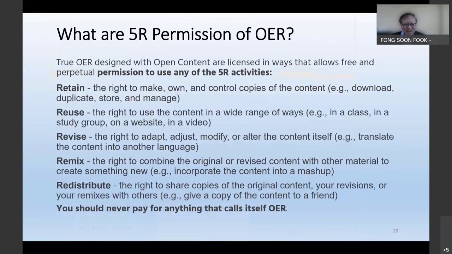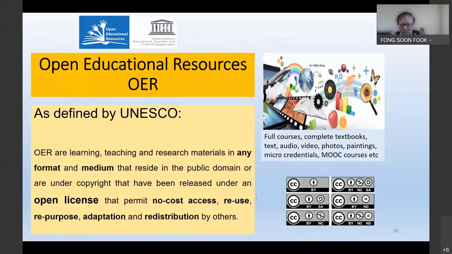Okay, so these are some more detailed notes. You can go through them yourself as a reference. Later I will send this PowerPoint to you, Dr. Muhammad Asris. So some more detailed notes so that we can understand better. What I've covered just now are all the important background and fundamentals before we even touch on what is OER.